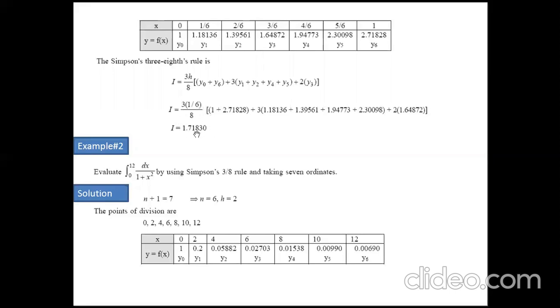Please verify this result. Again, we have the second example, the integral of 1 over 1 plus x square from 0 to 12 by Simpson's 3 by 8 rule, taking 7 ordinates. Okay, fine. Again, here n will be equal to 6, h will be equal to 2, because 12 minus 0 over 6 is 2. So the points division will be: first point 0, then second point 2, because h is 2. 0 plus 2, 2 plus 2 is 4, 4 plus 2 is 6, 6 plus 2 is 8, 8 plus 2 is 10, 10 plus 2 is 12. Okay, this will be your last point because the upper limit is 12. You need not go ahead.